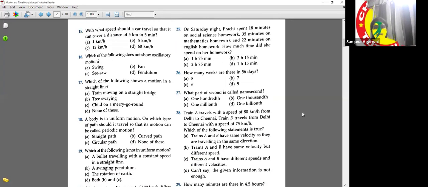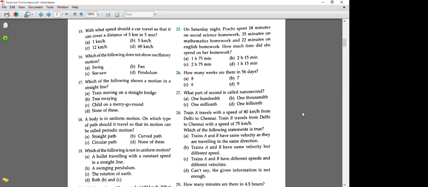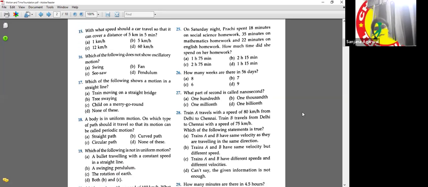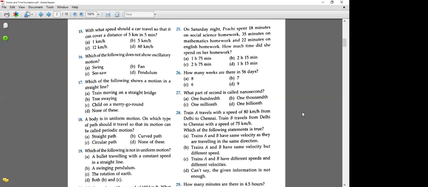25th. On Saturday night, Prachi spent 18 minutes on social science homework, 35 minutes on this homework, and how much time did she spend on her homework? Question on time. Option D, 1 hour 15 minutes. Okay. Ma'am, D only. 1 hour 15 minutes. Okay. 26. Ma'am, A. Option A, 8.